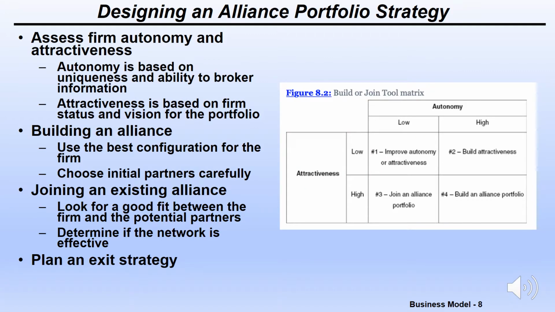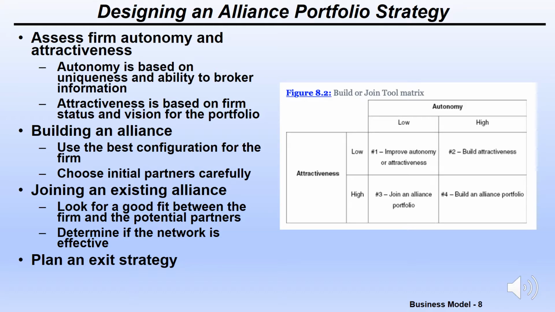After looking at the first, second, and third degree perspectives of a firm, then it's time to design a strategy for the firm's alliances. The question is, should a firm build an alliance portfolio from scratch, or should it maybe join an existing alliance portfolio and become a part of that group?